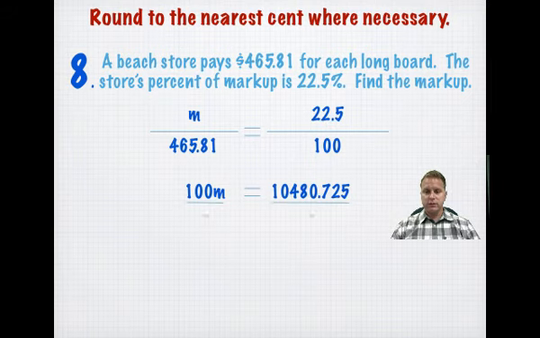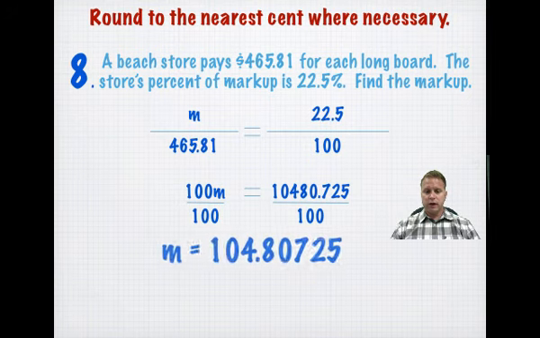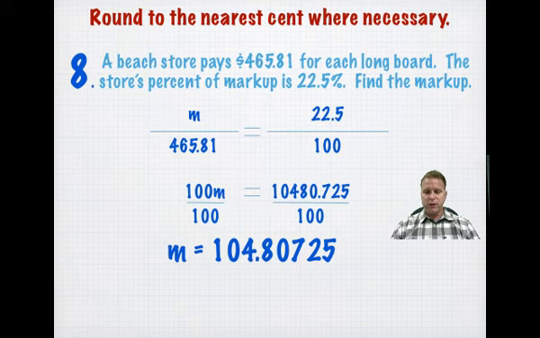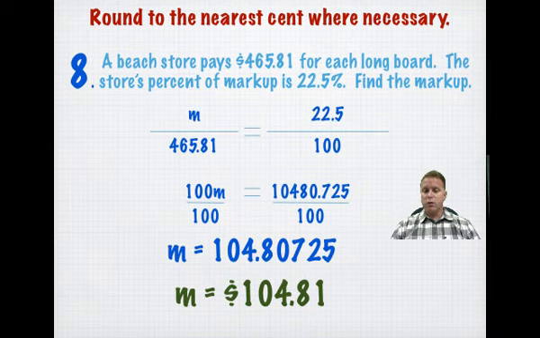Divide by 100, and we'll get 104.80725, or what is that, 80,725 hundred thousandths. But remember, we're rounding to the nearest cent. So our markup should be $104.81. And remember, that's all they asked for. They didn't ask for the selling price, so that's just the markup. So that would be our answer in this case. Again, what are they asking for? Are they asking for the selling price or the markup?